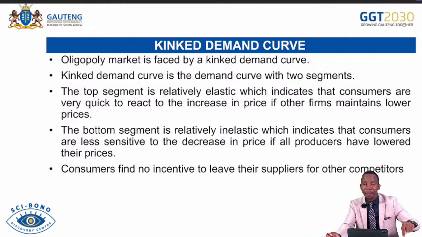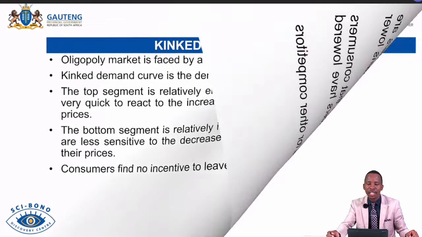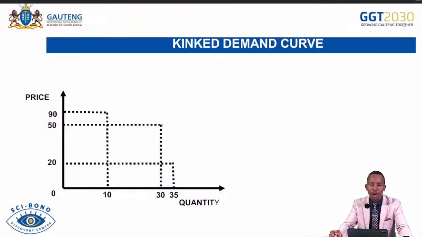Other firms will copy the price as they notice that immediately. So any planned benefit will be lost immediately by the firm that has decreased the price, because all other competitors are now selling at a similar price, which means consumers will never see any incentive to leave their suppliers for an alternative supplier, because all of these firms are selling at a similar price. So consumer reaction is very low. That's why we say consumers are less sensitive to the change in price if all firms are selling at the same, lower price. So this is the kinked demand curve being illustrated here.